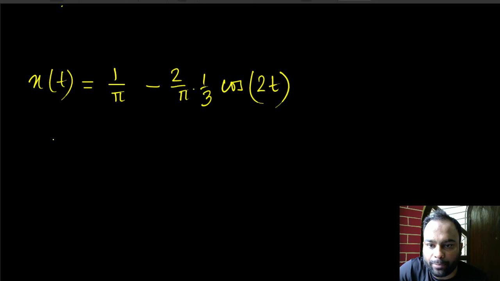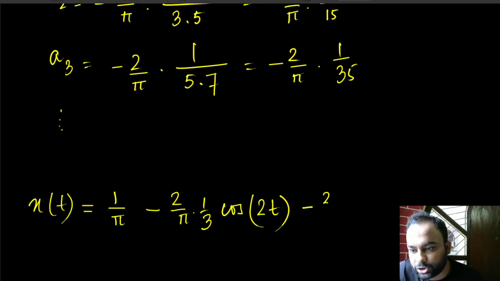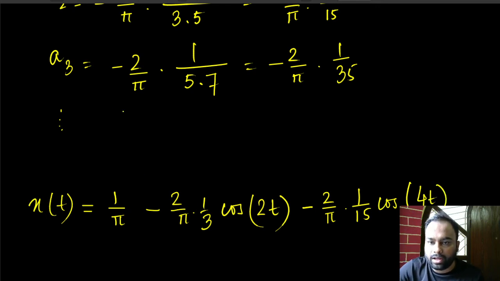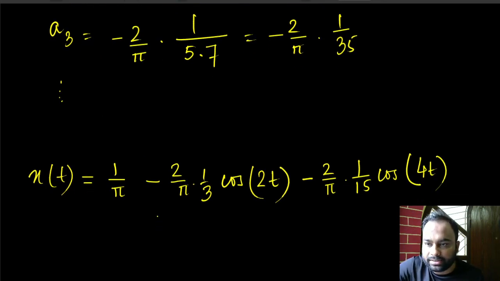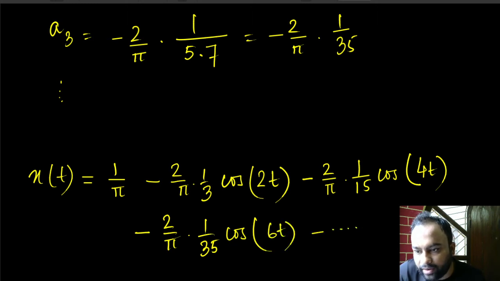Right. So the next harmonic here has an amplitude of minus 2 by pi into 1 by 15. So that's going to be minus 2 by pi into 1 by 15, and that's going to be cos. Okay, that's the next frequency. So to multiply this with 2, I would have 4t. What is the amplitude of the next? That's going to be minus 2 by pi, that's a3, right, into 1 by 35. And what is the frequency? That is going to be 3 times of this one. That's going to be cos 6t, and so on, right?